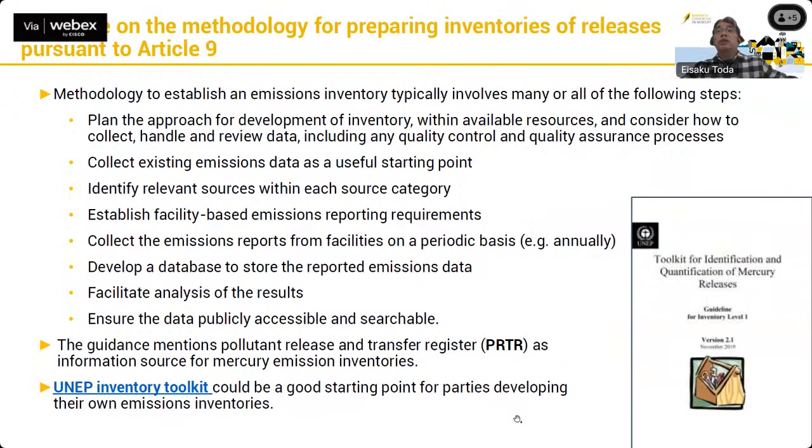Also, I'd like to mention the inventory guidance that was adopted at COP4. Firstly, the guidance follows the structure of the emissions inventory guidance under Article 8, and it describes the general steps and procedures to establish a release inventory. Then the guidance also mentions the pollutant release and transfer register (PRTR) as an information source for mercury release inventories, and the UNEP inventory toolkit could be a good source of information about establishing mercury release inventories under Article 9.